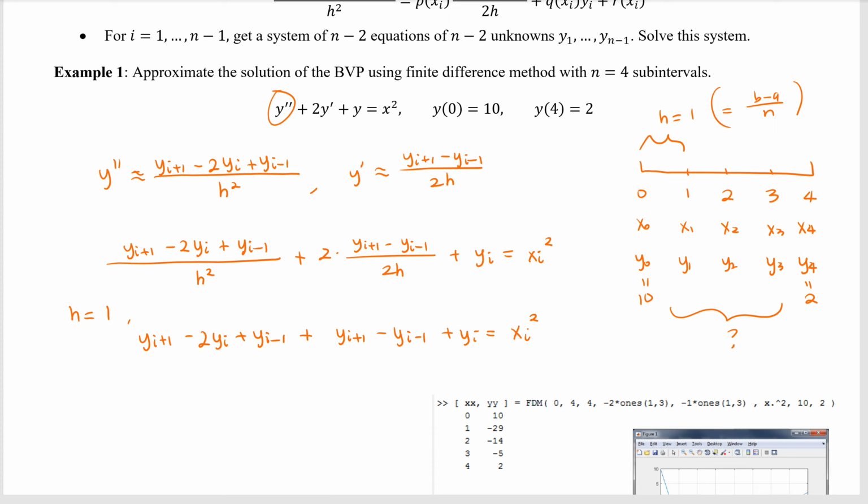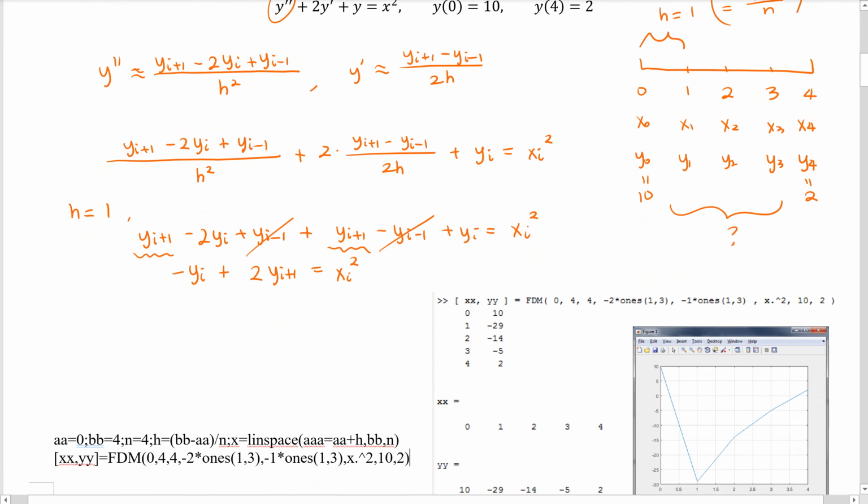So let's see, how many y_{i-1} are there? You see, y_{i-1}, they actually cancel out. How many y_i are there? We have minus 2y_i, and here we have 1 y_i, so we have negative y_i. How many y_{i+1} are there? 2 copies of y_{i+1}, and that equals x_i squared. So far, so good, everybody? So this is the formula we get.